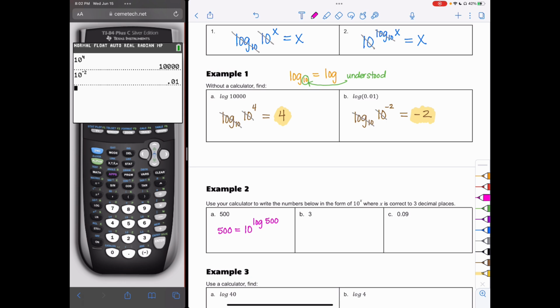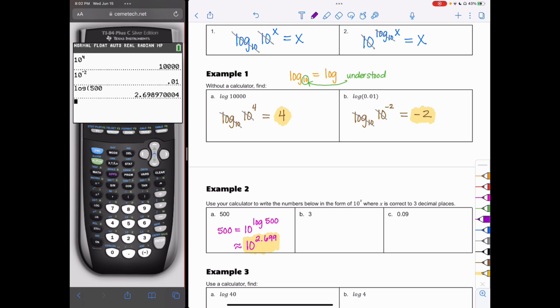Okay, so I want to rewrite this in this form. All I have to do is put in my calculator. I press the log button and I press 500. And I end up seeing that this is going to be approximately 10 to the power of 2.699, because it says to 3 decimal places. So here I will end up having this as my answer.